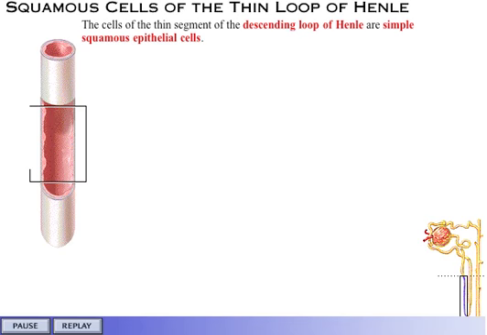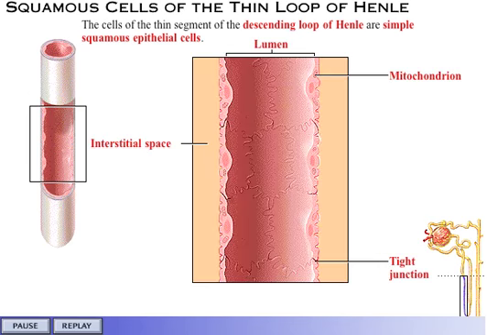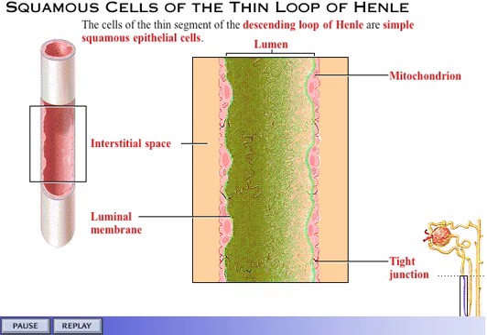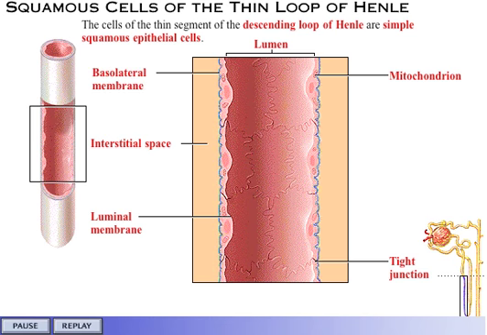The cells of the thin segment of the descending loop of Henle are simple squamous epithelial cells. These cells lack brush borders, which reduces their surface area for reabsorption. In addition, although these cells continue to be permeable to water, they possess relatively few integral proteins that function as active transport molecules for reabsorbing solutes from the filtrate. The key feature of these cells is that they are highly permeable to water, but not to solutes.